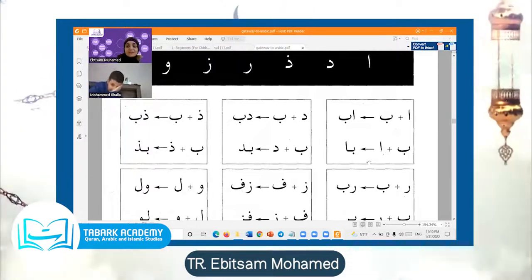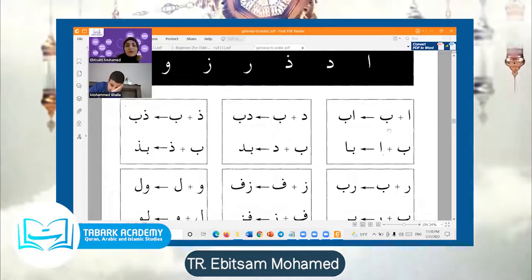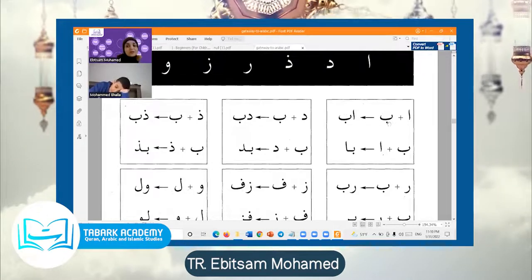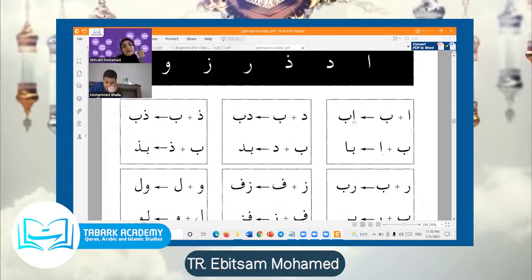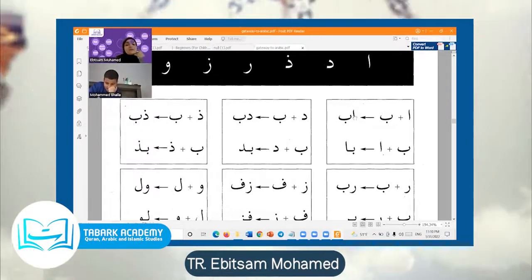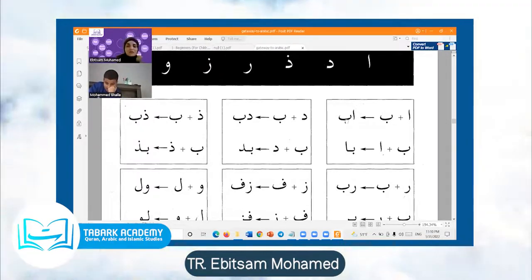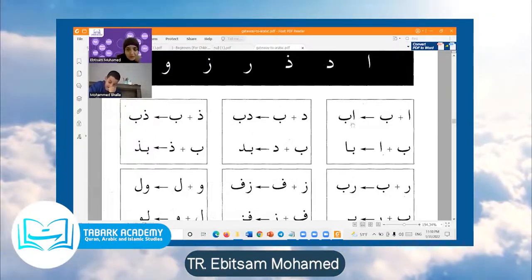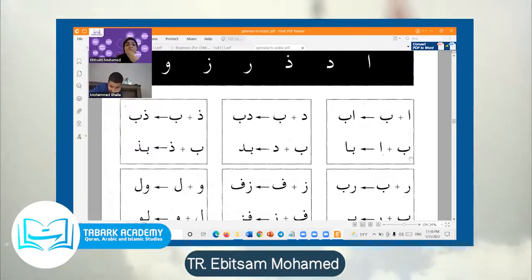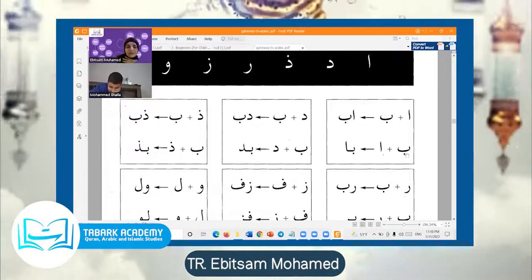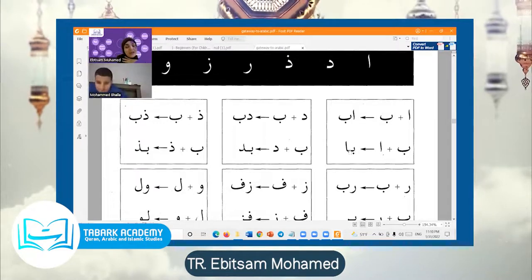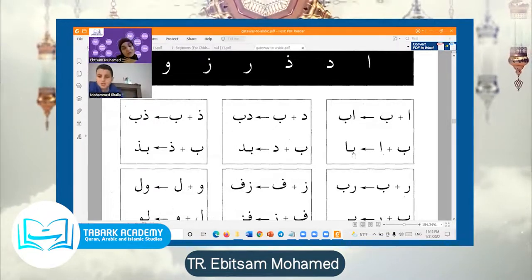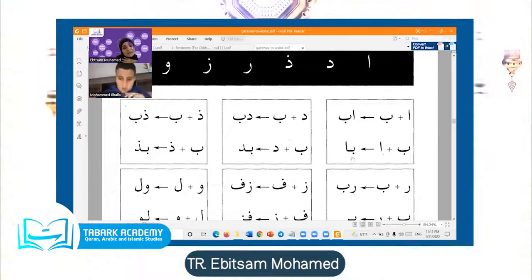Now look at the first square. Here we have alif connected with ba to be one word. So alif, yes, bravo. Alif doesn't connect after, so it will be separated like what you see, okay? Then ba comes first here. So ba can connect with alif and alif can connect before. So we will connect it, okay?